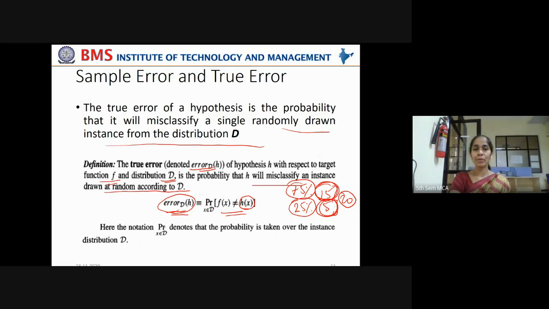Here the notation probability x belongs to D denotes that the probability is taken over the instance distribution D. It is drawn from a distribution D. It is not drawn from a different world. It is drawn from the same type of distribution, but it is giving some error. In that case, we call it true error.